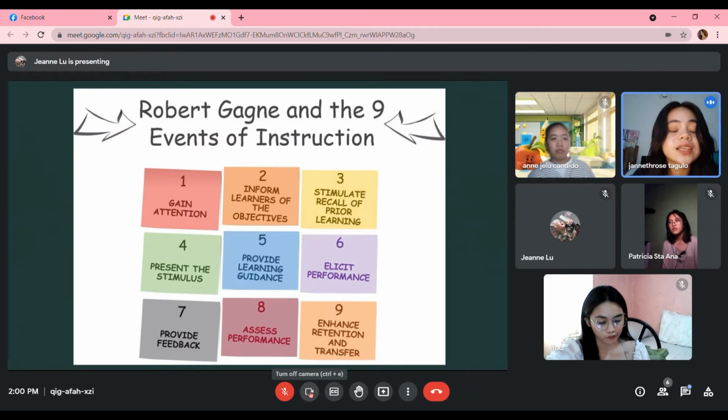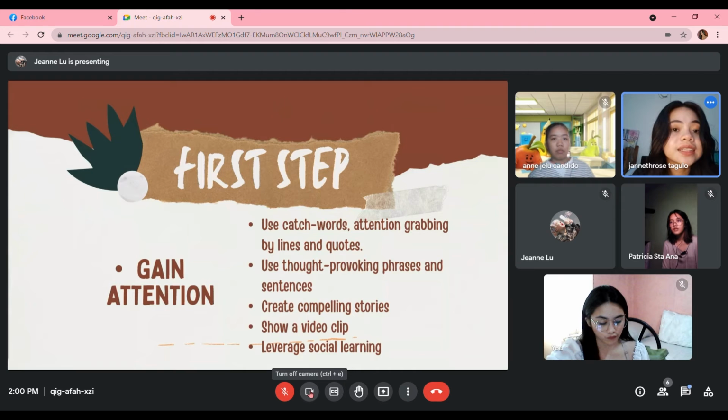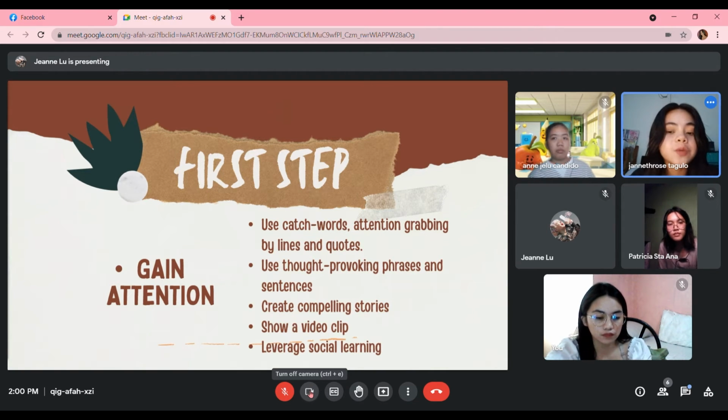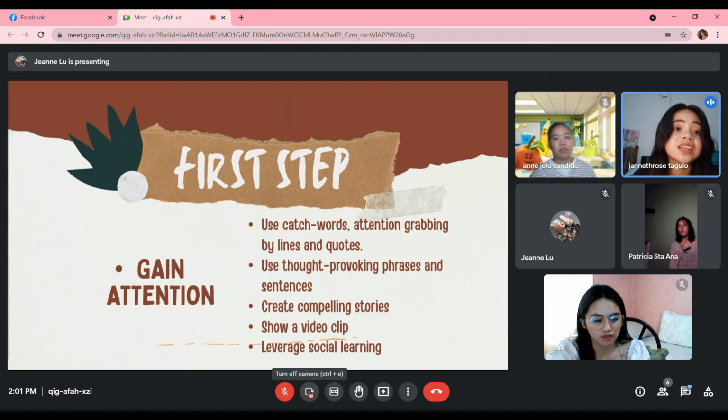So first is gain attention. Before you begin the learning session, you need to gain the attention of the learners to ensure that the learners are motivated to learn and to participate in activities by presenting a stimulus to gain their attention. This can be accomplished by presenting the learners with an introductory activity that engages the learner.